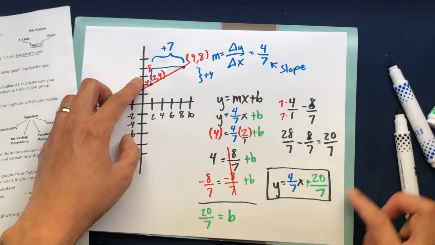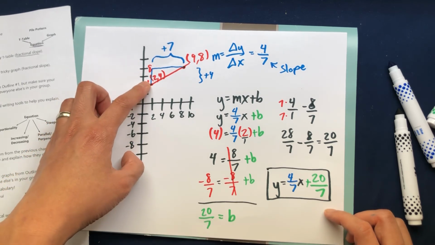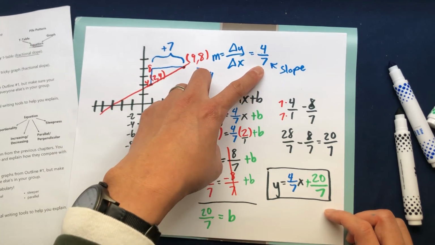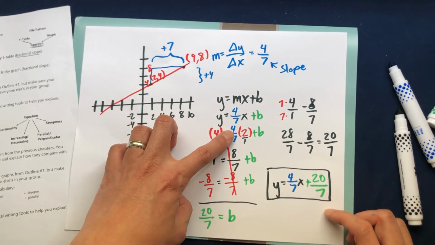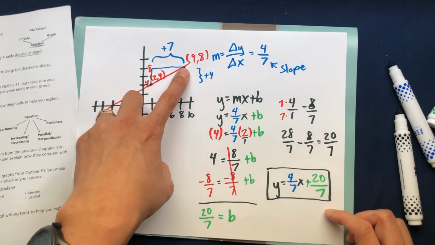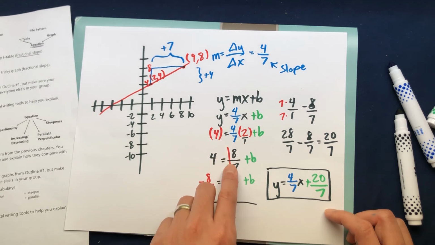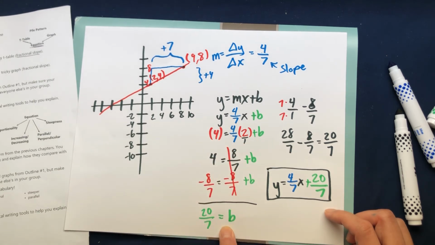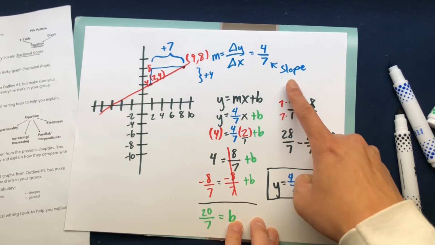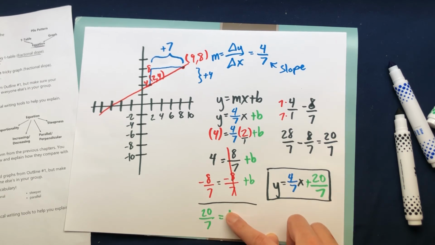So we started with the graph. We found the slope, change in y over the change in x. Once we found the slope, we plug it into the equation, and we pick one of the coordinates, 2, 4, or 9, 8. Chose 2, 4. Plug it into the equation to eventually solve for b. And our final equation is y equals 4/7, which is our slope, x plus 20/7, which is our y-intercept.